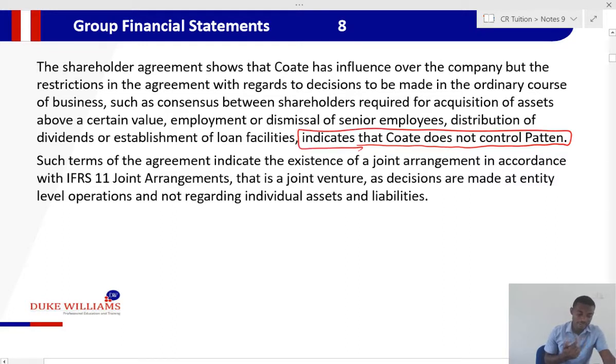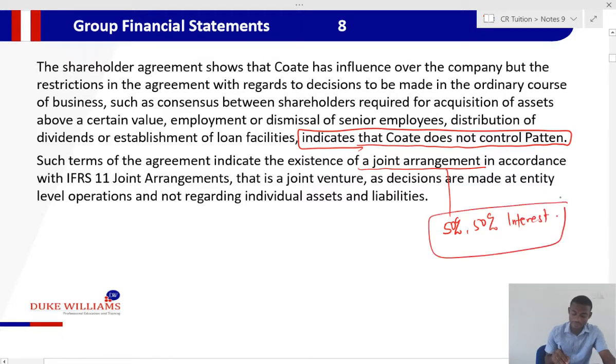So such terms of the agreement indicate the existence of a joint arrangement, and often with a joint arrangement we are looking at 50% interest, and that seems to be the case. So in accordance with IFRS 11, it is a joint arrangement, that is a joint venture, as decisions are made at the entity level of operations and not regarding individual assets. So joint venture means we use IAS 28 to account for it.